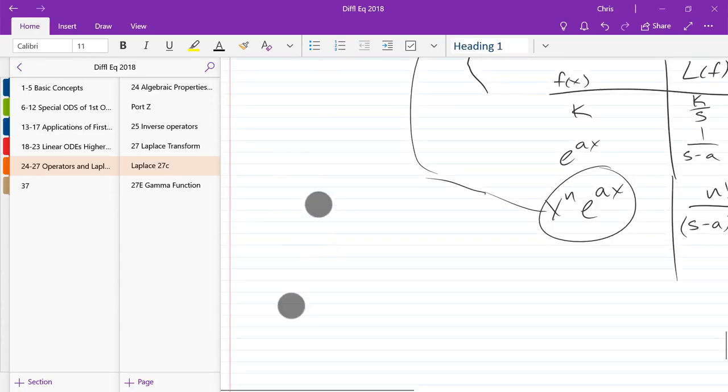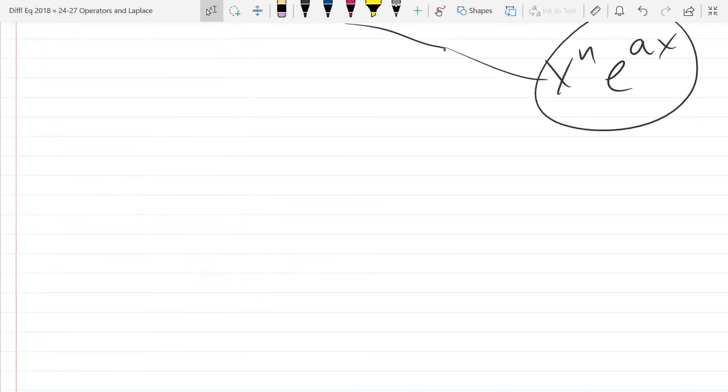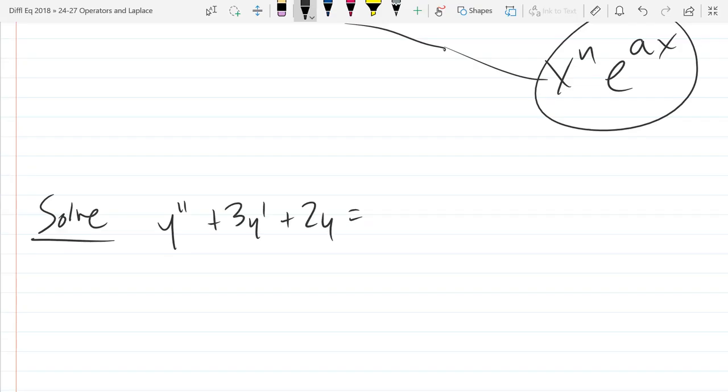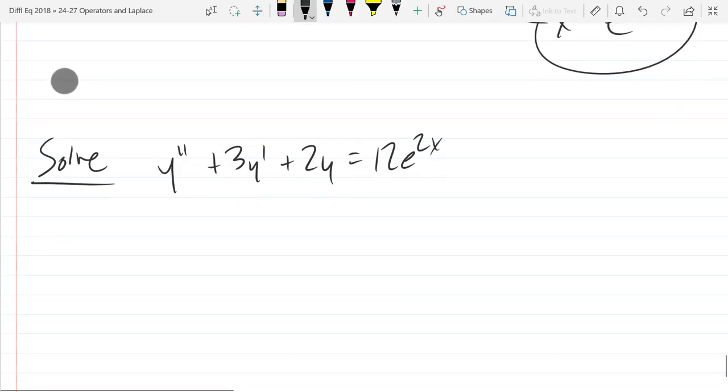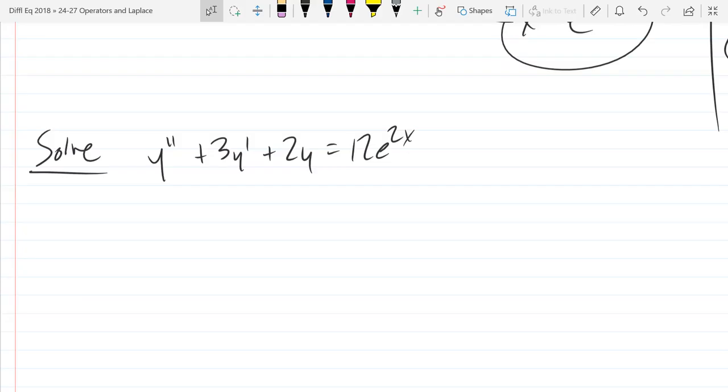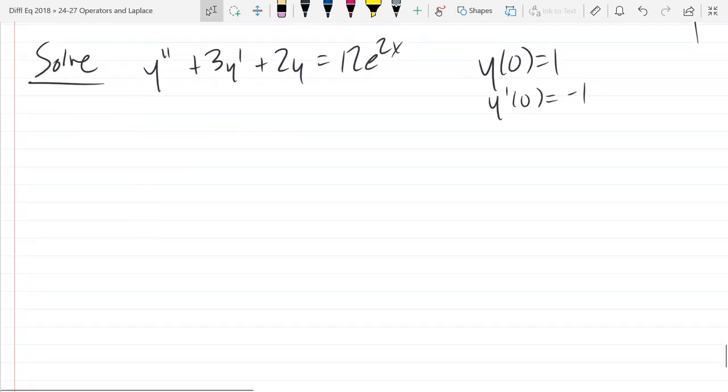All right, the procedure is exactly the same as what we just did. So we got y double prime plus 3y prime plus 2y equals 12e to the 2x, and we have y of 0 is 1, and y prime of 0 is negative 1. I'll give you 6 minutes, and then I'll try to solve it in 4 at the very end. So do what you can in 6 minutes. I'll walk around and answer any questions I can.